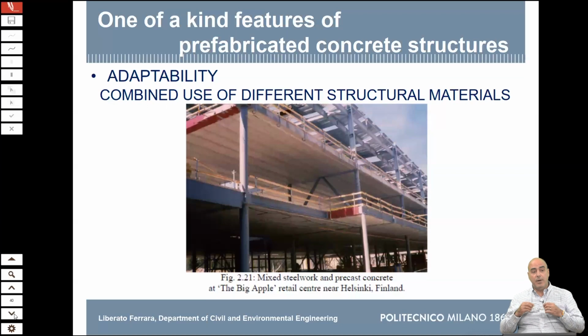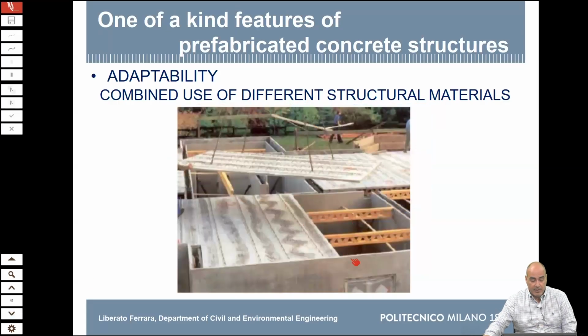Another thing that you can have with precast construction is that you can combine different materials. This is an example where the supporting structure is mainly steel, and you can also see some bracings which are in steel, combined with precast floors. This is another example where you have timber joists combined with these predal systems made of precast concrete.